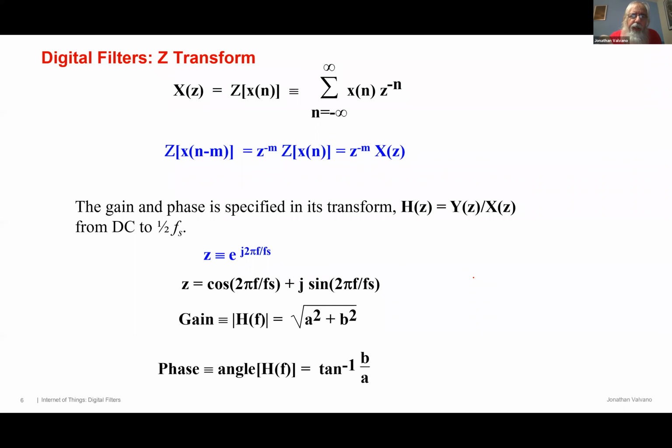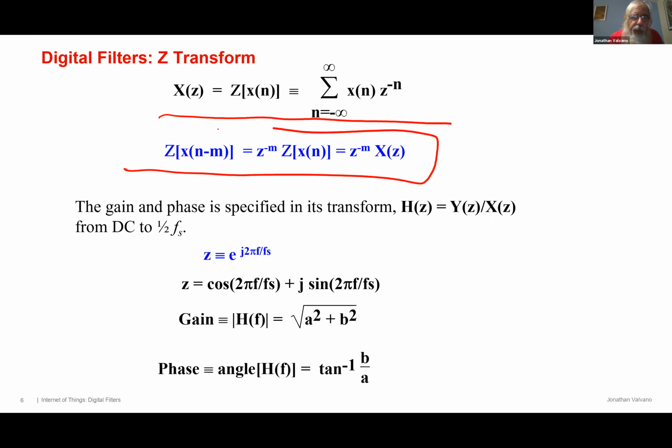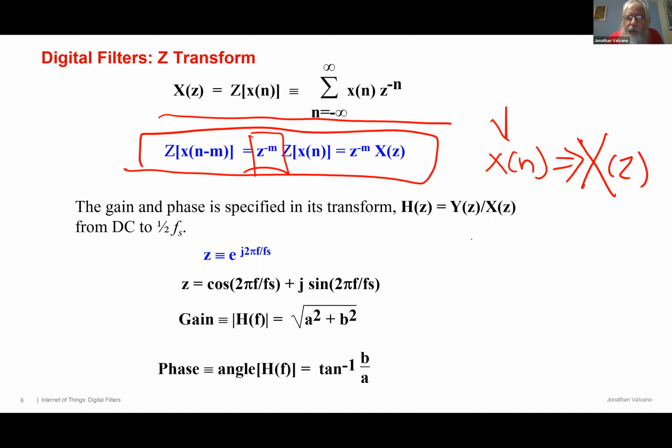All right, so you don't need to know this. That's, again, the definition of the transform. The one you gotta know is this one. And that is the transform of a signal shifted in time is just z to the minus m times the thing. So if x of n is transformed into capital X sub z, then x sub n minus 3 is equal to z to the minus 3 times the components. That's the thing we gotta know.